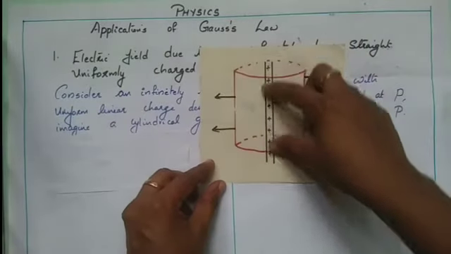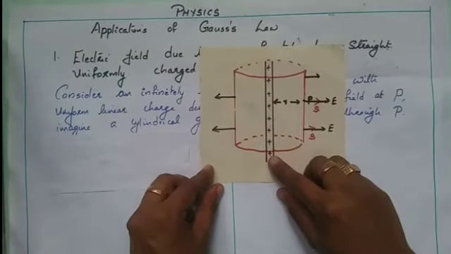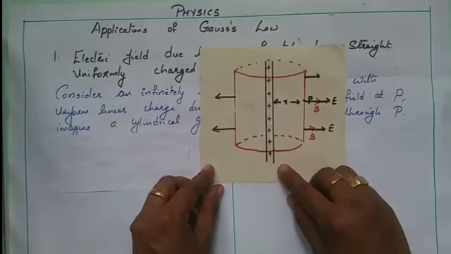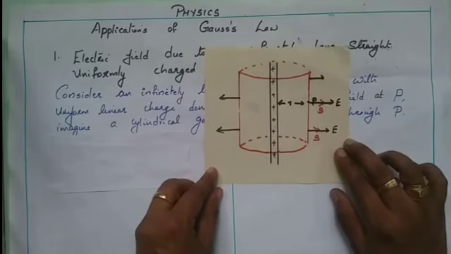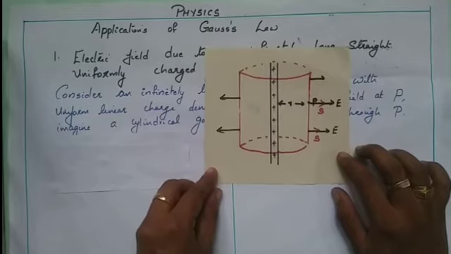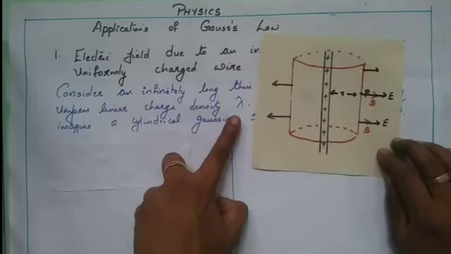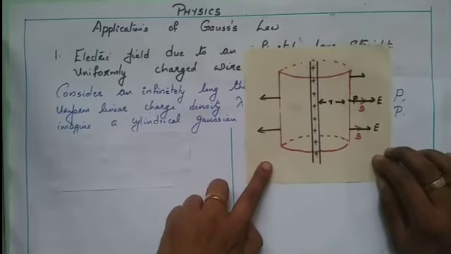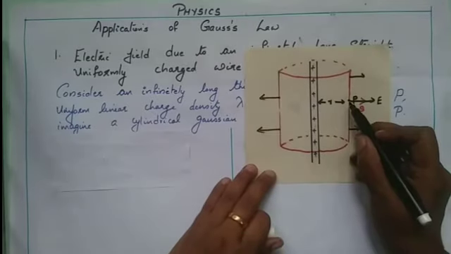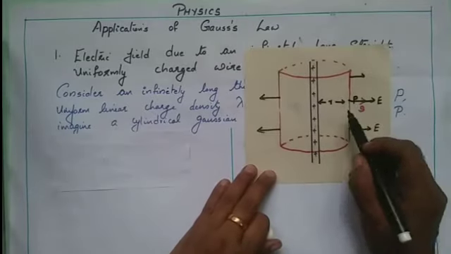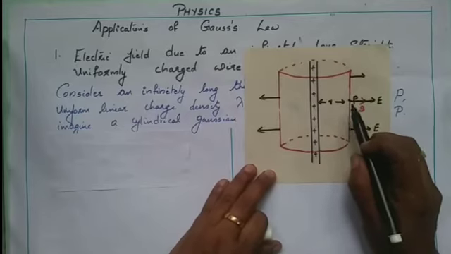This is a thin, uniformly charged wire, and the charges are uniformly distributed on the surface of the wire. Therefore, we can assume a uniform charge distribution with linear charge density lambda. We have to find out the electric field at the point P, which is at a distance r from the wire.